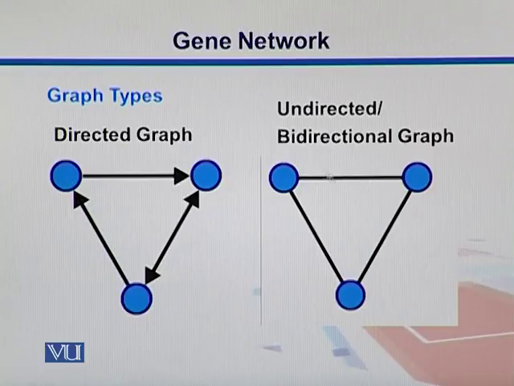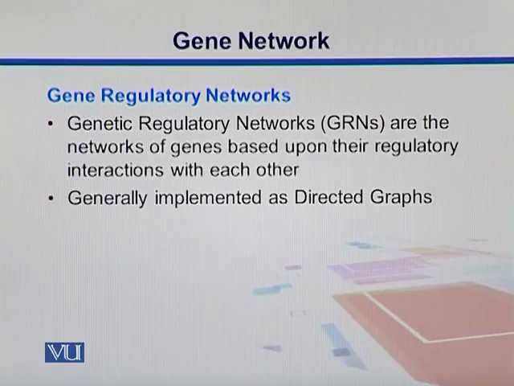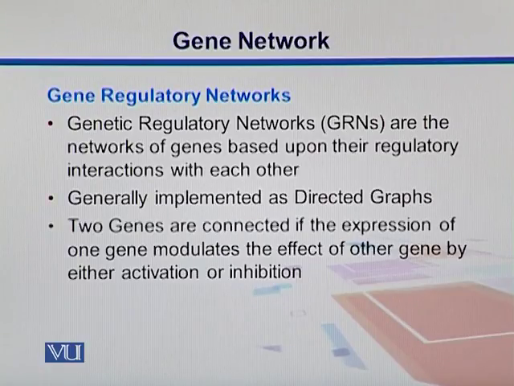Undirected, or we can say bidirectional graphs, are where we don't see those directions. They may be like this, they may be where we have both the directions. Most of these gene correlation networks we see in some later slides are actually this type. Whereas the gene regulatory networks, the networks of genes based upon their regulatory interactions with each other, are generally implemented as directed graphs.